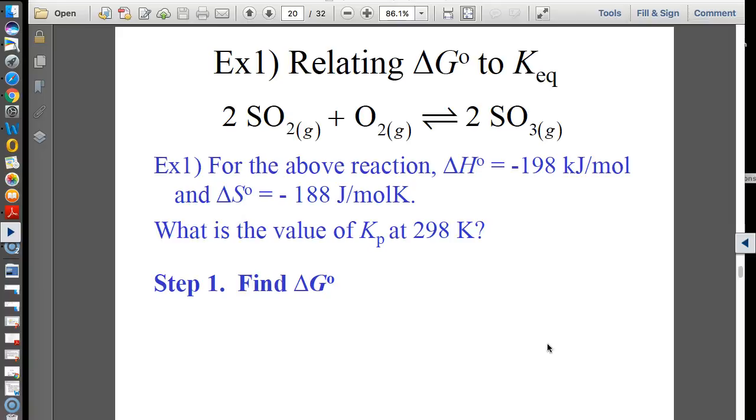When you're given the enthalpy and the entropy, you want to find Gibbs free energy. Gibbs free energy is equal to enthalpy minus temperature times entropy. You know the formula I'm talking about? I didn't say that fast at all. So this is the formula you use over and over and over again in the lab.